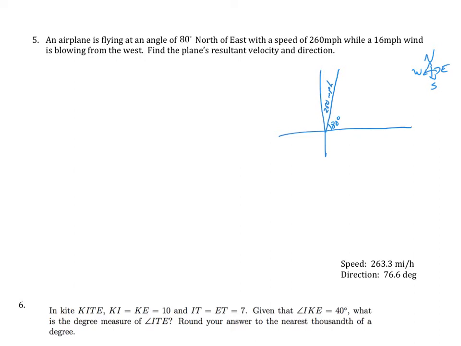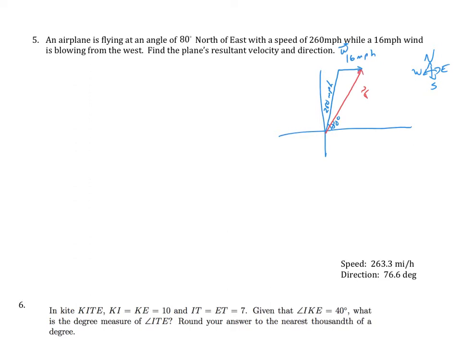And then there is a wind blowing at 16 miles per hour from the west. From the west actually means that it's blowing to the east. So then we have a 16 mile per hour wind. If we were doing it in vectors, this would be our W vector. And we're asked to find the plane's resultant velocity and direction. So I'm going to create a triangle, and this red line is really what I want to find. This is going to be our resultant velocity for the plane.